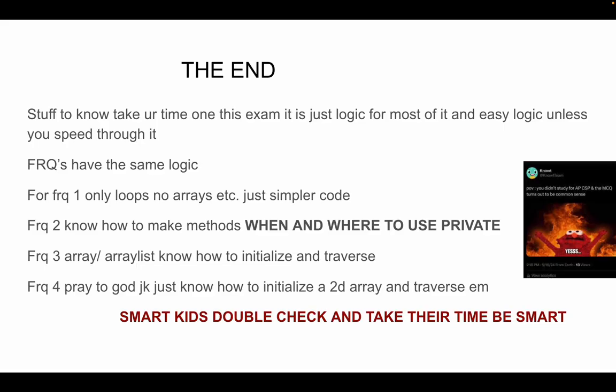The FRQs relatively have the same logic. For FRQ1, it's pretty easy. Only loops, no arrays, really. It's just very simple code. FRQ2, know how to make methods. I know I sped through the method declarations, so I'd recommend again to watch some sort of video and know when and where to use private methods. Private methods basically prevent you from accessing or using methods or variables outside of that class.